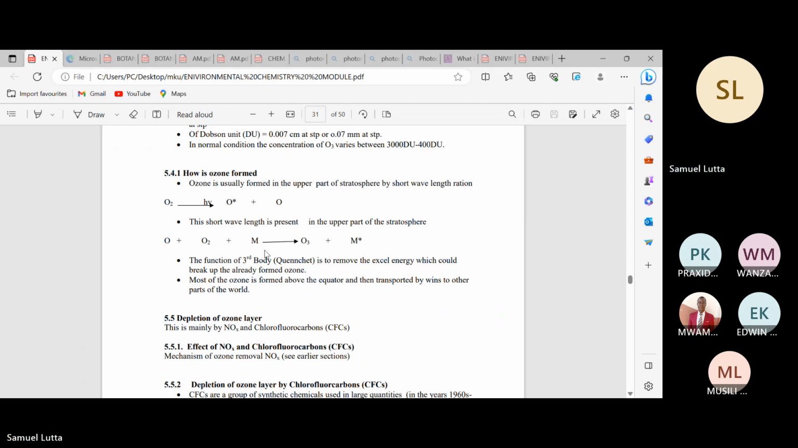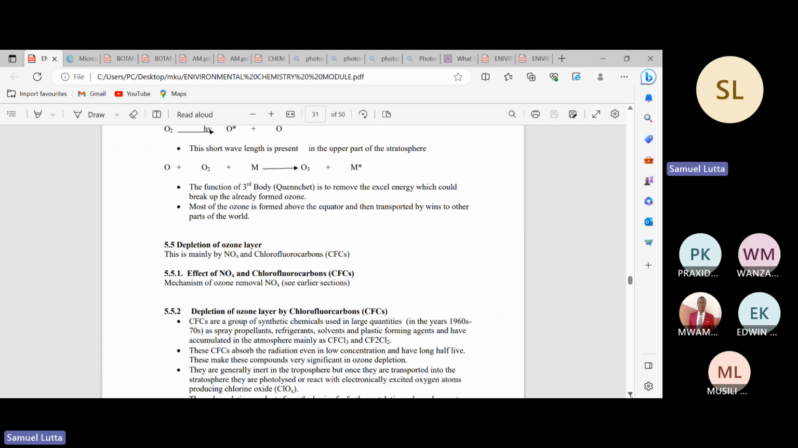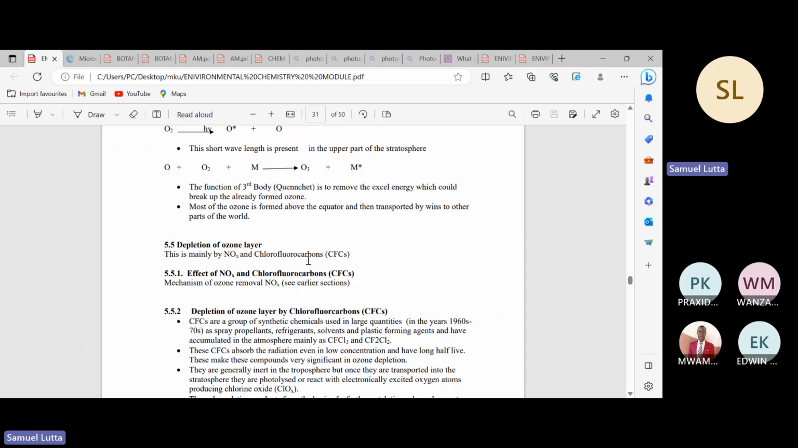And once it is formed through this process, this same ozone can also be depleted. So this is what we should know. The formation is: oxygen breaks down to form atoms of oxygen, and the atom of oxygen can combine with molecular oxygen to form ozone. But it can also be depleted. To deplete means you remove the concentration. It is normally depleted by nitrogen oxide and what we call chlorofluorocarbons. I think we'll revisit this one. The chlorofluorocarbons, which are used in refrigerators, can cause the depletion of ozone.